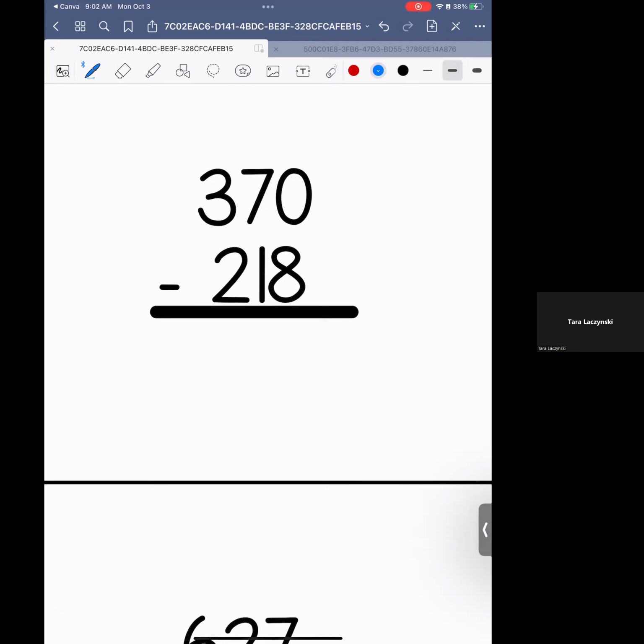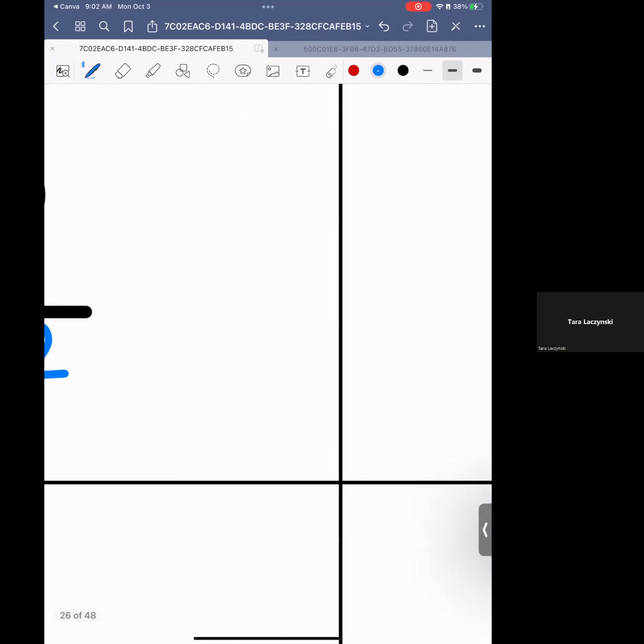Question number 3. 370 take away 218. If I have 0, I cannot give you 8. I go next door. Now I have a 10. 10 take away 8 is 2. 6 take away 1 is 5. 3 take away 2 is 1. 152.